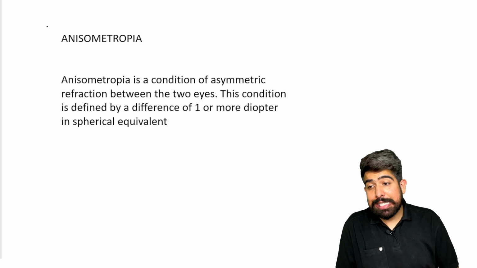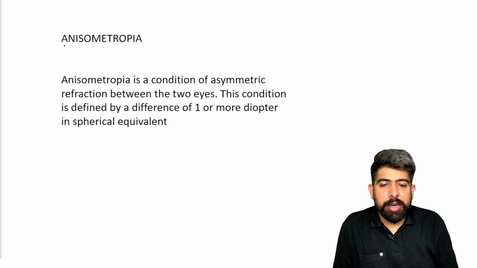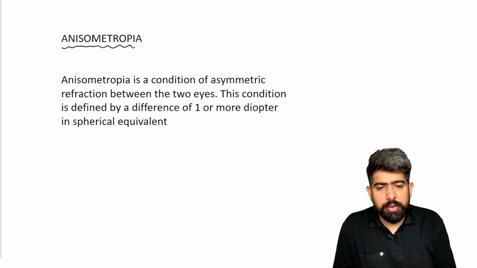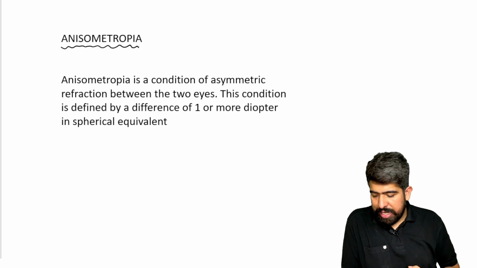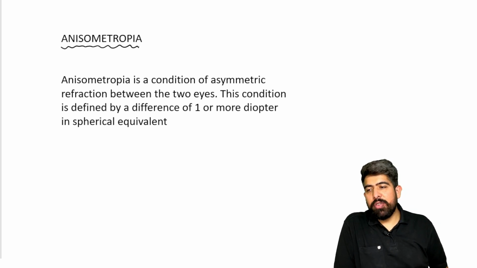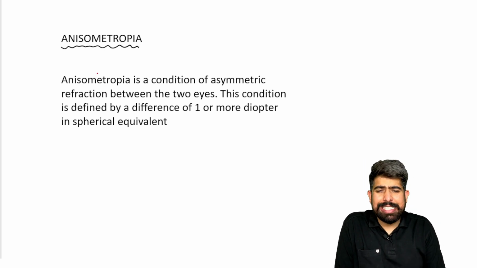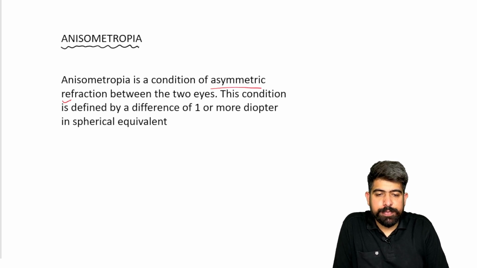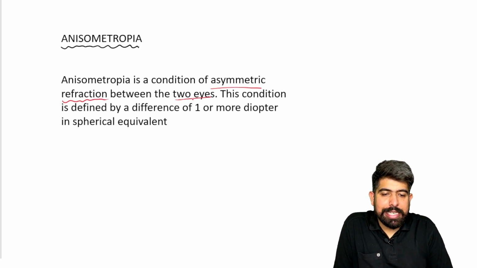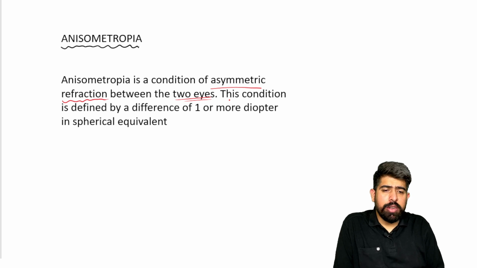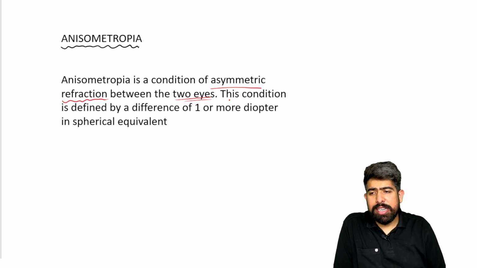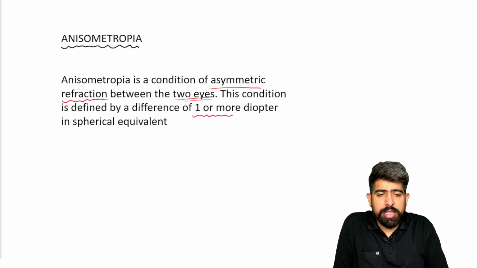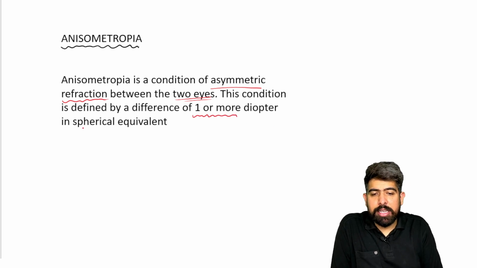Moving forward, the next one is anisometropia. If we are talking about refraction, we have to talk about anisometropia. And what is the meaning of anisometropia? Quite an easy thing. The anisometropia condition is asymmetric refraction between the two eyes. It means one eye has one power and the second eye has a different power. It is known as anisometropia. There should be a difference of one or more than one diopter in the spherical power.